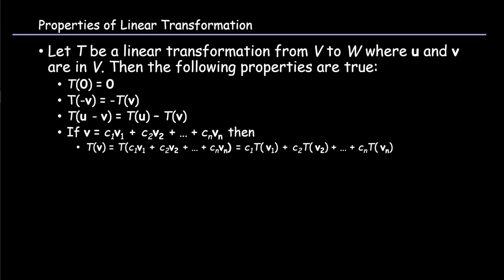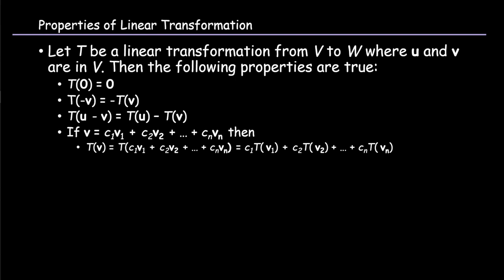And then lastly, we're going to consider the vector v. If v is a linear combination of different vectors, then the linear transformation of v is the linear transformation of the linear combination of vectors, which is also equal to the linear transformation of one of the vectors multiplied by its corresponding constant, plus the linear transformation of the second vector multiplied by the second corresponding constant, and so on and so forth, all the way to however many vectors there are.